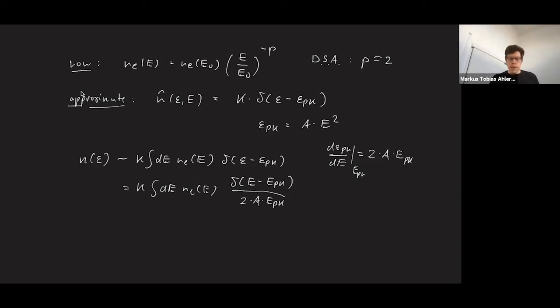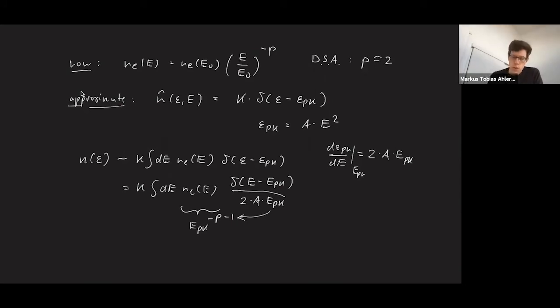So now you see I can evaluate this integral trivially. And the outcoming spectrum will look as follows. This factor here gives me E peak to the power minus P. So this is the spectral index of the distribution. And then I get another factor of minus 1 coming from this additional factor 1 over E peak, which came into the game due to the derivative of the peak photon energy with respect to the energy of the electron.